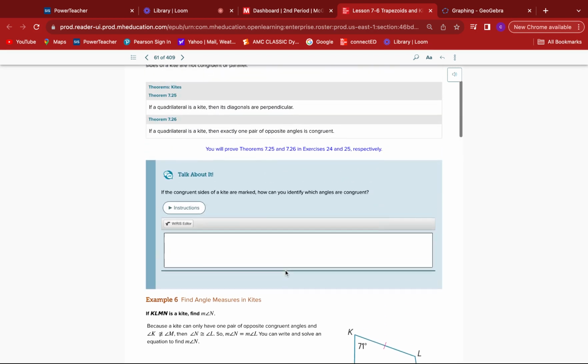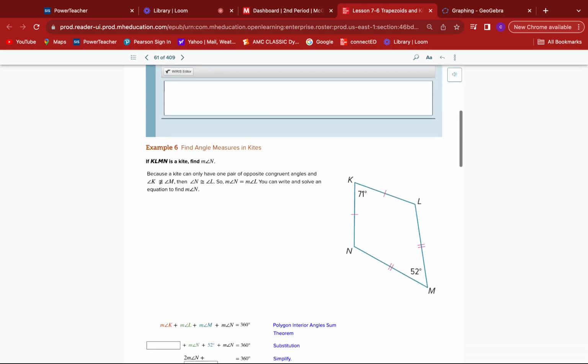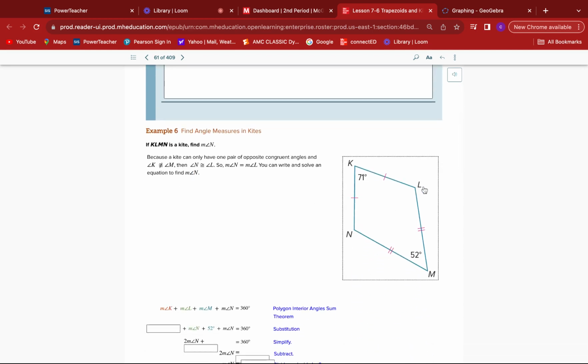All right, so you need to know that the diagonals are perpendicular. And if you remember what perpendicular is from Unit 1, it means it forms a 90-degree angle. And it's a kite if one pair of opposite angles is congruent. So let's talk about that. It's going to be L and N. K and M, the angles between the 2 congruent sides, will never be equal. It'll be L and N that are equal to each other.